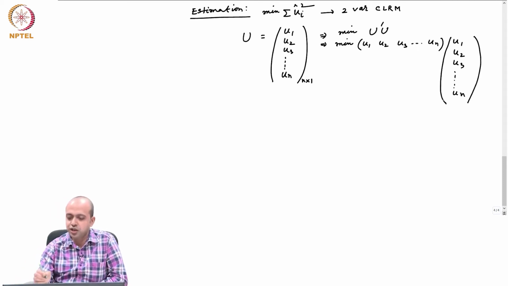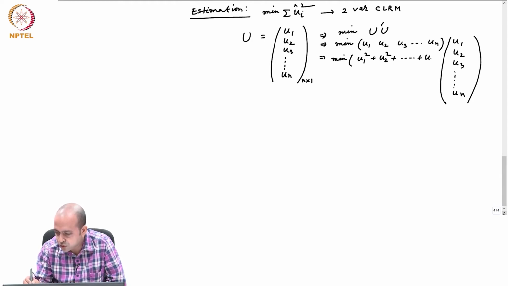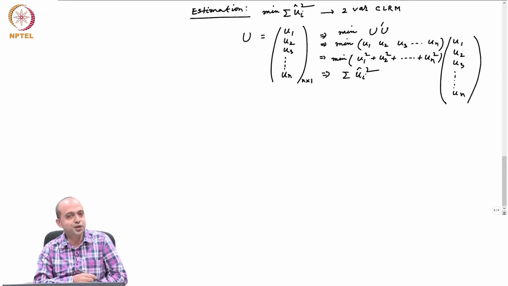So, this is basically your u prime u. You are minimizing this. Now, if you multiply this with this, that means u prime u, that means actually you are minimizing u1 square plus u2 square plus dot dot dot un square, and that would become your sum of ui hat square. So, that means this and this now becomes similar.